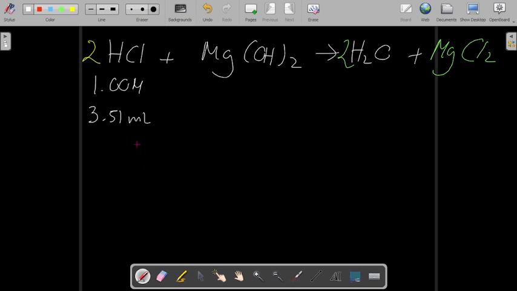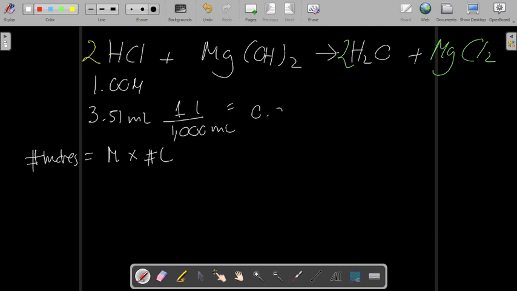Okay, from here I can find the number of moles. Well, what's the number of moles? It equals the molarity times the number of liters. We're talking about hydrochloric acid. Do I have a molarity? Yes. Do I have number of liters? No. Let's change it. 1,000 milliliters is 1 liter. So do the math. I know I have 0.00351 liters of the hydrochloric acid.